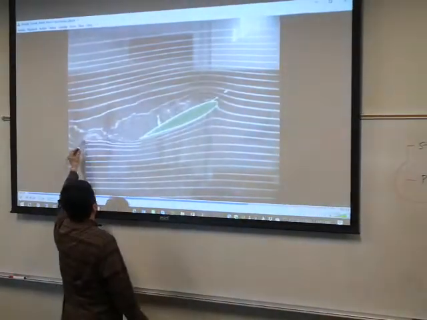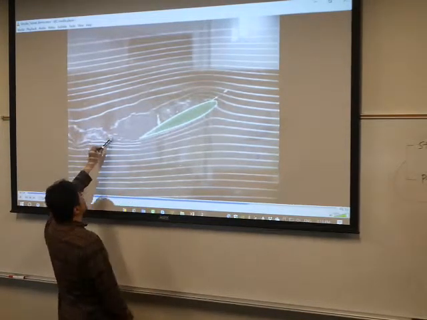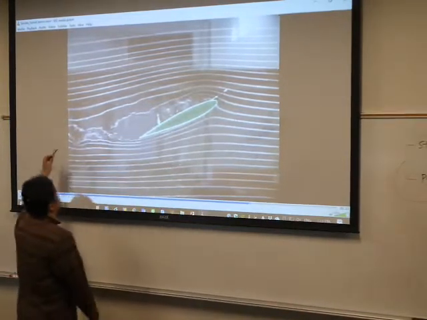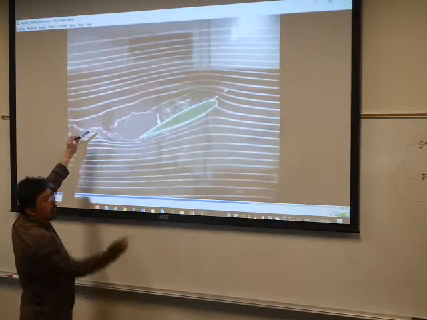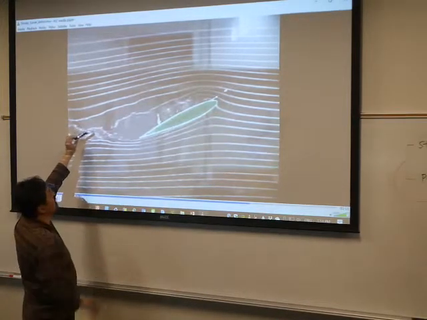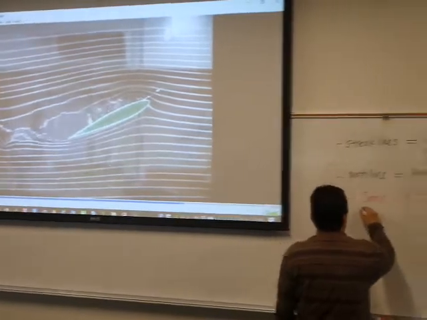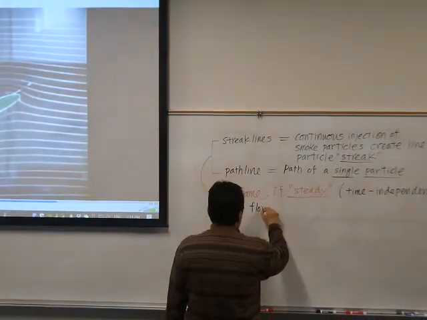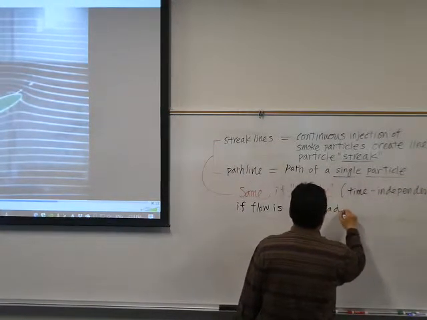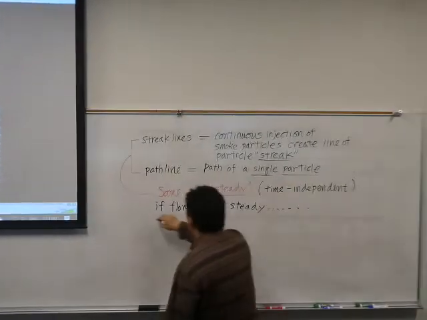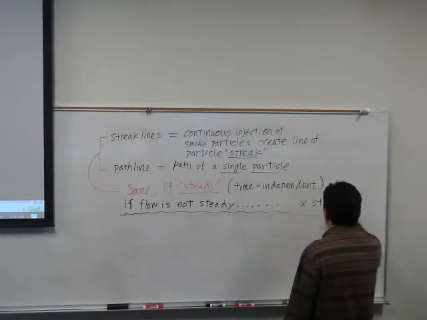Suppose you look at the area around here, you don't see any lines, or you can see lines, but they're not like the lines here. It's more random and chaotic, and it's not creating very crystal clear defined lines. So those are the regions which are not steady. If flow is not steady, you cannot create a streak line, okay?